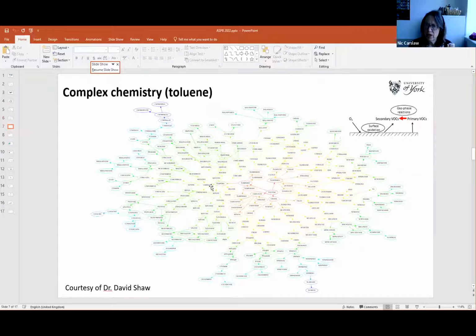And what this is showing is kind of a simplification, would you believe, of the possible chemistry that can happen when that toluene is released. So that's this part of the scheme here. This is where the primary emissions that are emitted into the air can undergo reactions to form secondary species. Okay, so we're not going to worry about the detail. I just want you to understand that it gets quite complex.